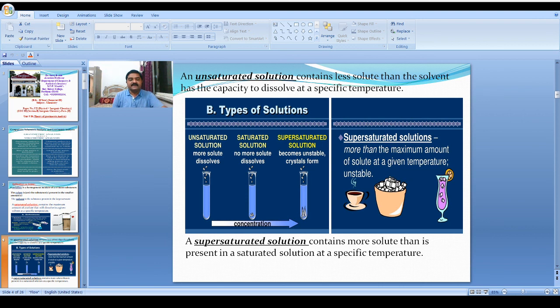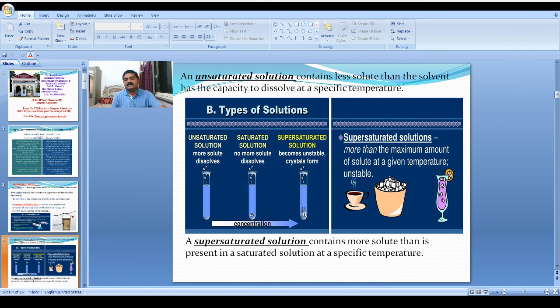Here the figures are given, showing test tubes containing the solute and the solvent. First, we know the unsaturated solution, where more solute can still be dissolved. In the saturated solution, no more solute is dissolved, and it gives a clear solution. The third one, the supersaturated solution, becomes unstable when we add more solute. The definition of a supersaturated solution is more than the maximum amount of solute at a given temperature, which is unstable and forms crystals.